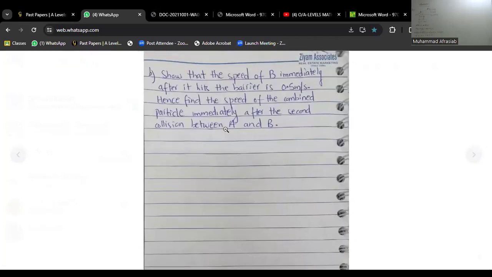Show that the speed of particle B immediately after it hits the barrier is 0.5 meters per second. Hence, find the speed of the combined particles immediately after the second collision between A and B.